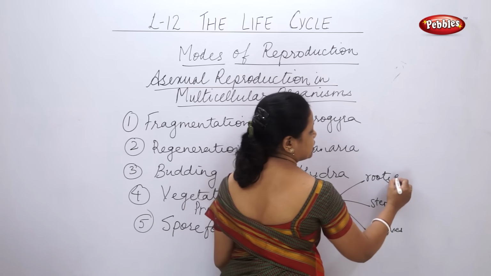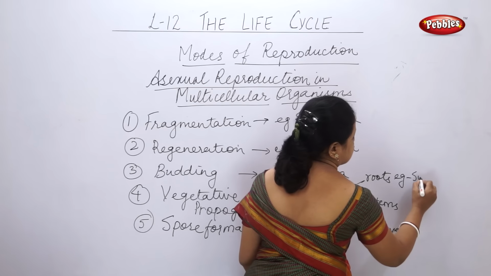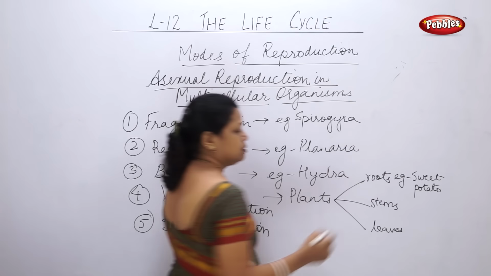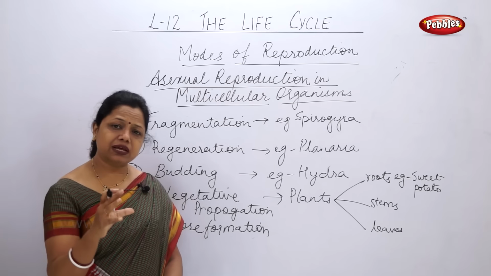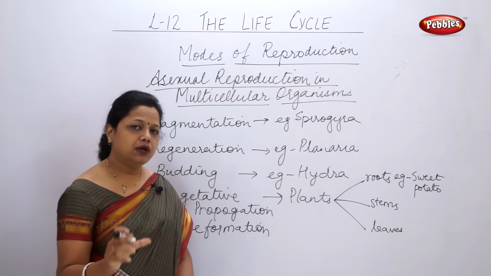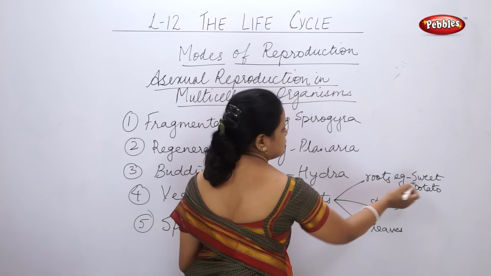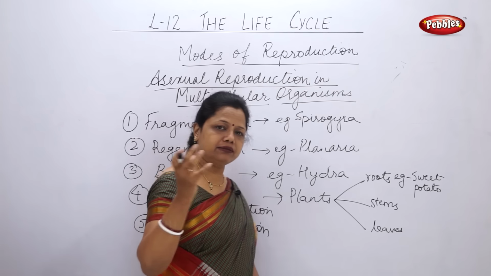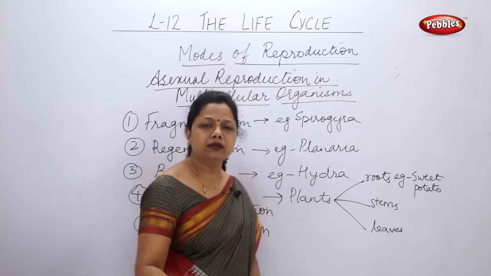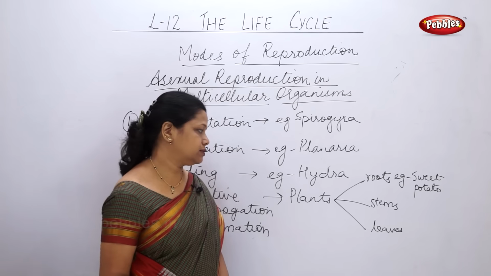So root, the example we can say is sweet potato. This is a root which looks like a potato. It is red in color, it is underground and it is very thick, full of food. We are using it as food. In Marathi, it is called ratad. So this root is sweet potato. If I take this sweet potato, cut it into pieces, and put even one piece in soil, it will start growing into a new plant. So this is the capability of that plant.